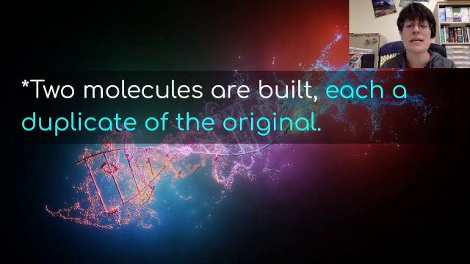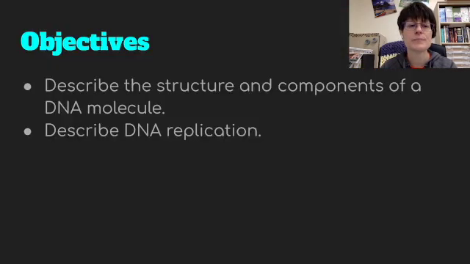Now, sometimes mistakes do happen. And when those mistakes happen, we call those mutations. And that's where we get things like cancer from, when there's a mistake made during this replication process. Sometimes the mistakes mean nothing and they are harmless, but other times you will have a mutation that is harmful and will cause maybe something like cancer.